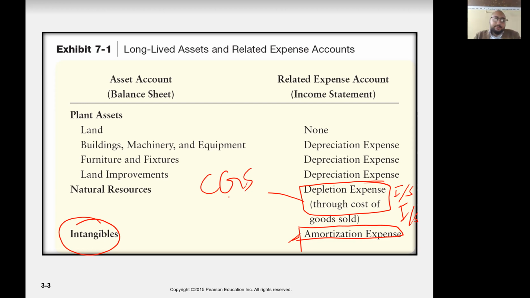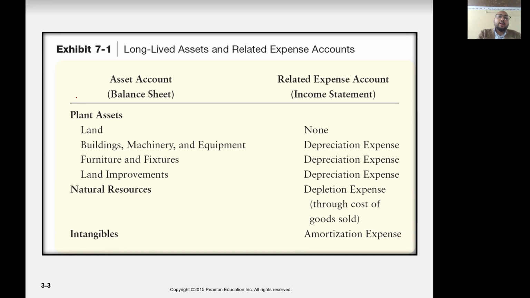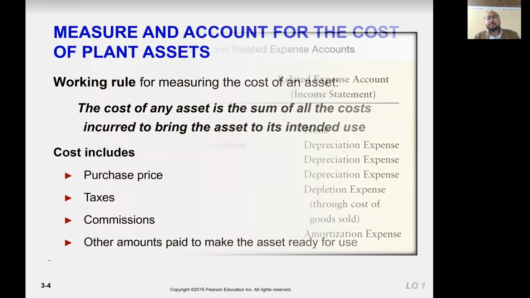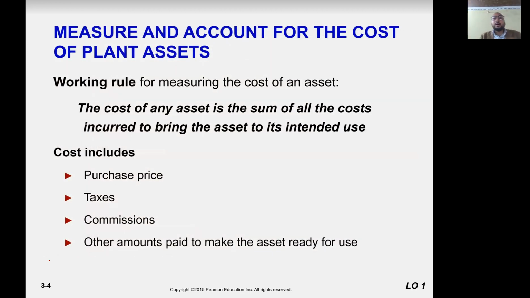All right, so we'll see separately, one by one, the treatment of all these three assets. Let's first start with the plant assets. What are the costs of plant assets? The working rule is that the cost of any asset is the sum of all the costs incurred to bring the asset to its intended use.